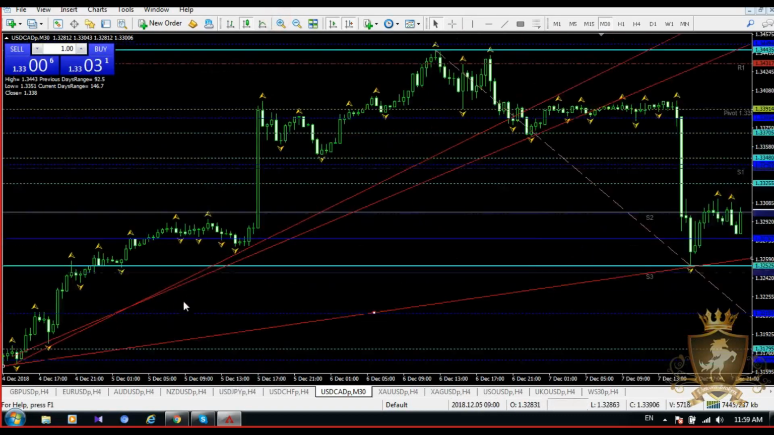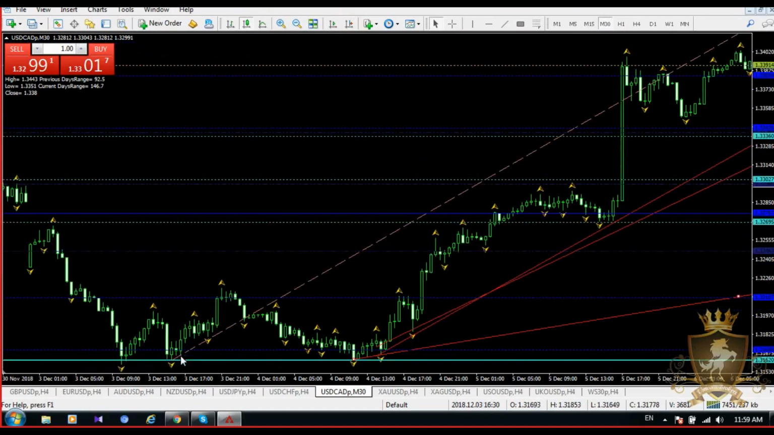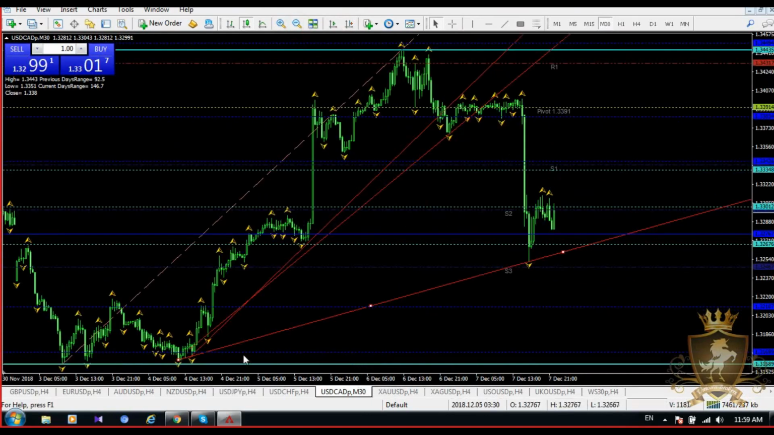I connected this to here. So you mean we should consider the bottom one and then connect it to the one on the top. So it would be correct.